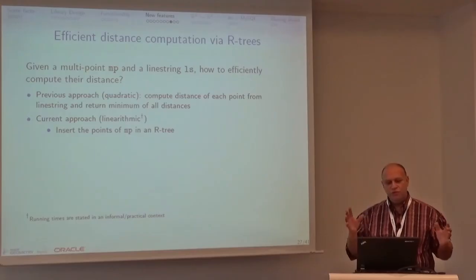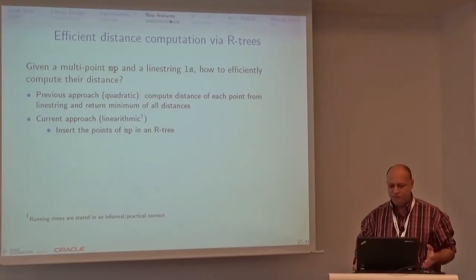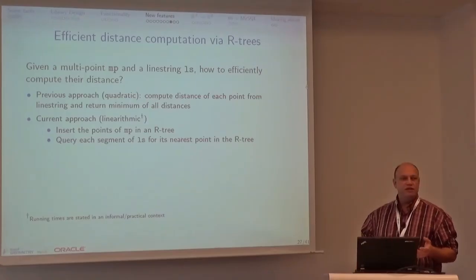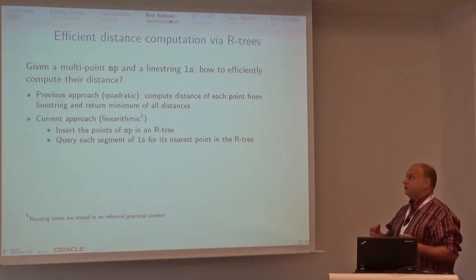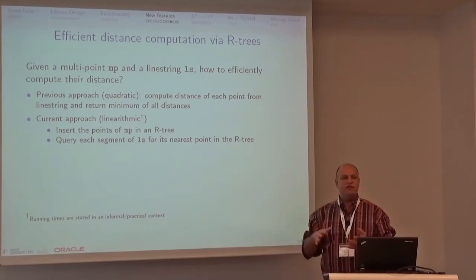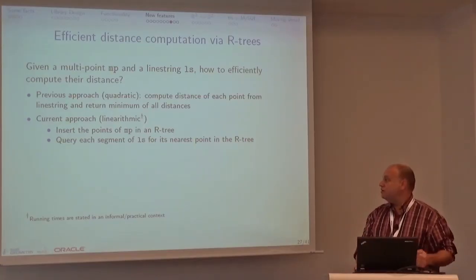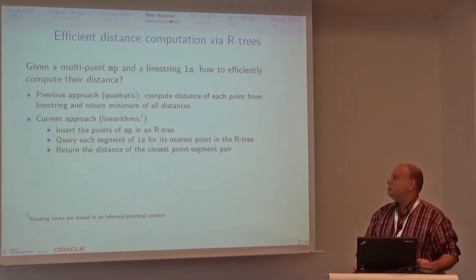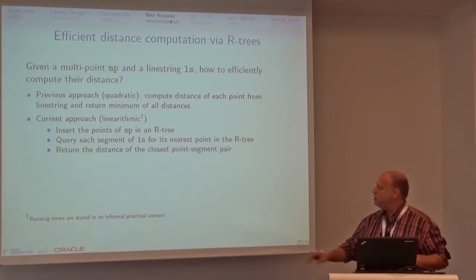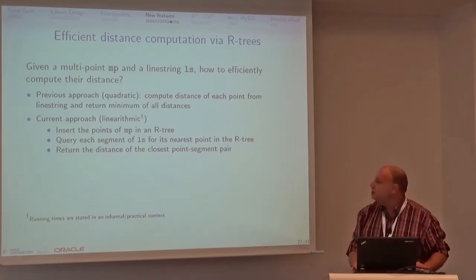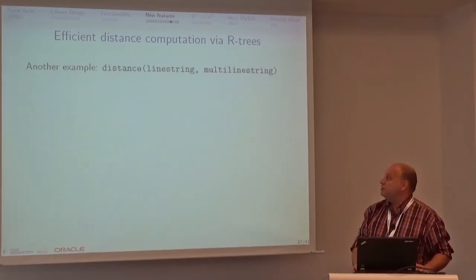So what do we do? We take an R-tree, we put all our points in there, and then after we've created the R-tree, we query this R-tree with the segments of the linear geometry. For each segment, I'm asking the R-tree, please give me back the nearest point with respect to this segment. So this way, for each segment, I have a corresponding closest point. And among all those different point-segment pairs, I'm computing the minimum, the one that realizes the minimum distance. This is the third step, essentially. Well, the second and the third are done at the same time. The first one is just a preliminary pre-processing stage.